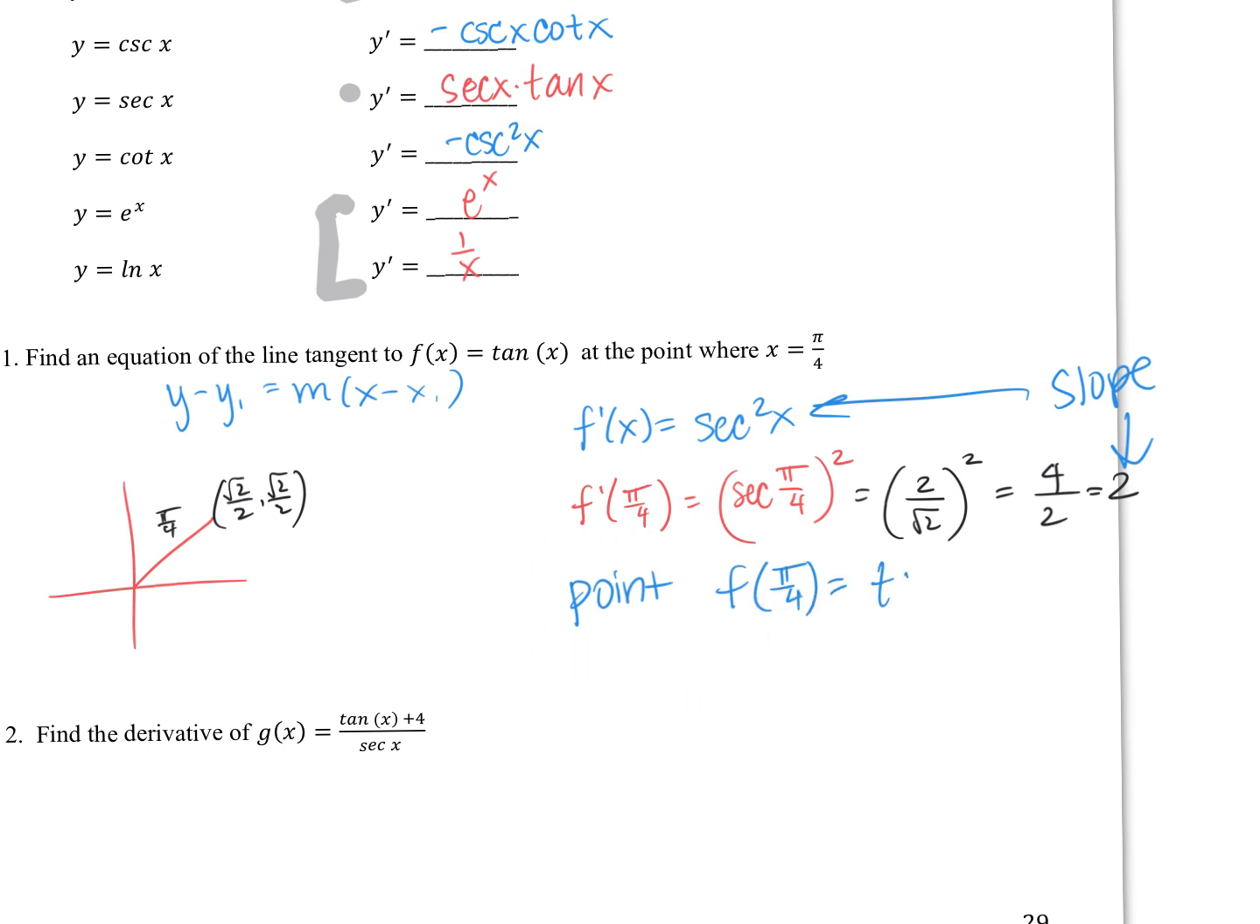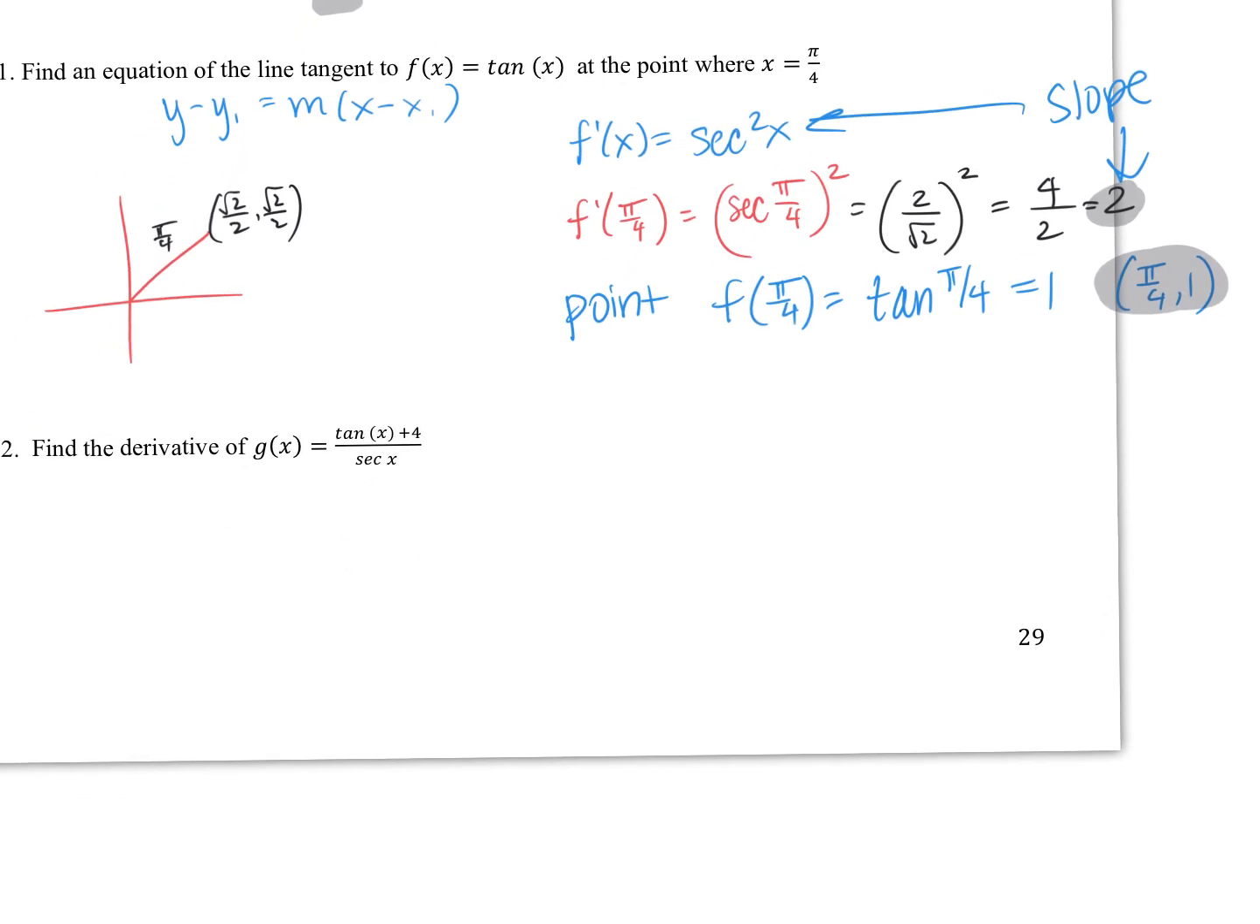So like you said, Riker, what is the tan at pi over 4 without our calculators? At pi over 4, tangent is just y over x. Anything over itself is 1. So my point is just going to be pi over 4, 1. So now I have a slope and a point to go put into point slope form.